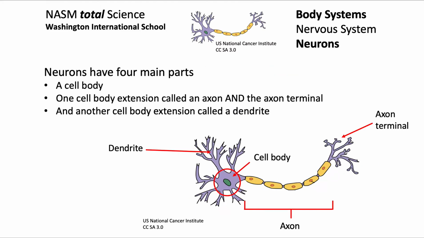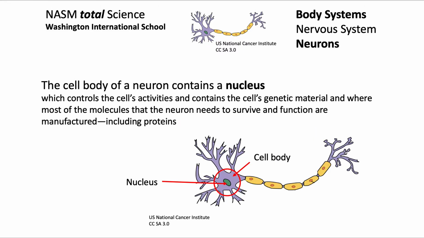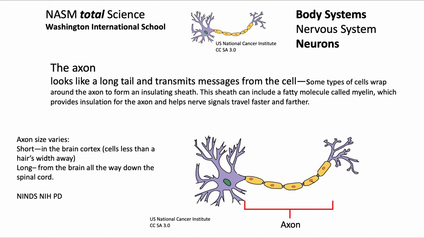So neurons have four main parts, and we're going to look at the cell body, and that has a nucleus with all of the neuron's genetic material, and the molecules the neuron needs are produced there, including proteins. There's the axon, a tail-like strip, which transmits messages from the cell.